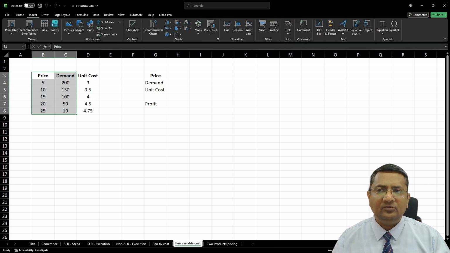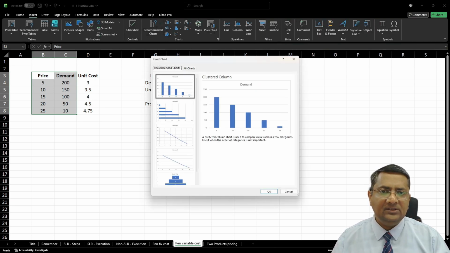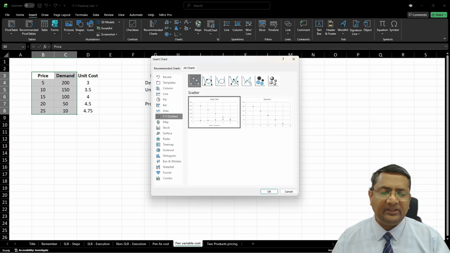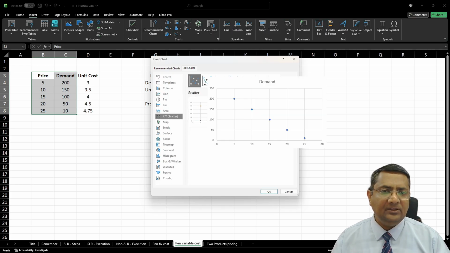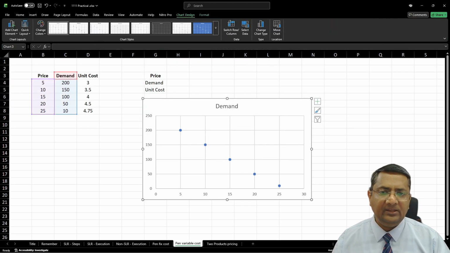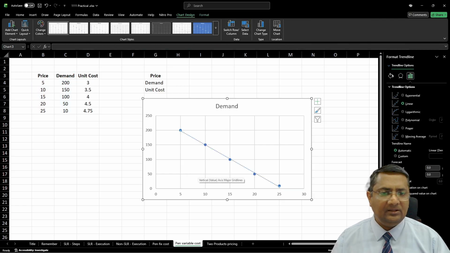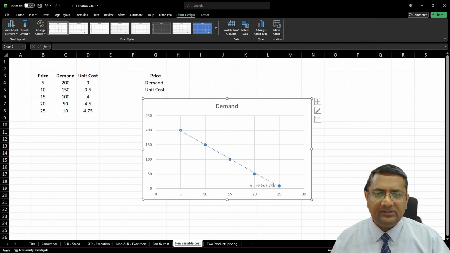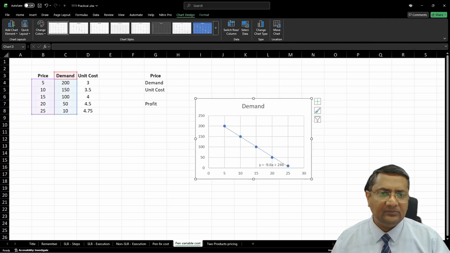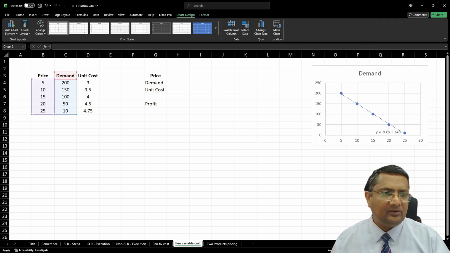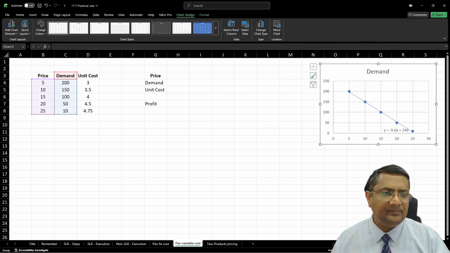Simple. We will go to insert, then charts, and here we will use XY scatter plot. Then click, then we will fit a trend line here. Click on any dot, add a trend line. The linear line is fit. Now we will get the equation here. Display equation on chart. Just click on this checkbox. We will get the equation here. Okay, close this. Let me reduce this. For the time being, I'm keeping it here.